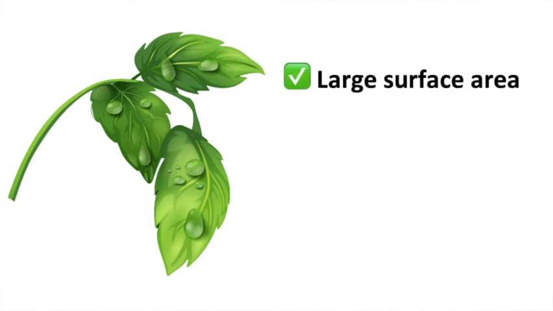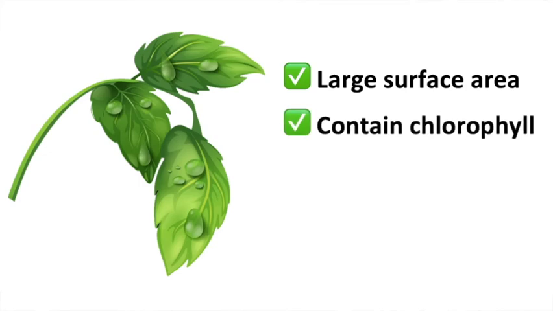Leaves are adapted for photosynthesis in a few different ways. Firstly, leaves are big and they have a large surface area. This allows more sunlight to be absorbed. Secondly, leaves are green due to the chlorophyll in the chloroplasts. This helps them to absorb sunlight.